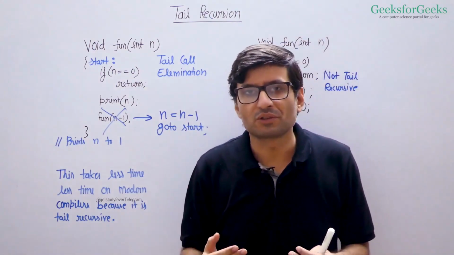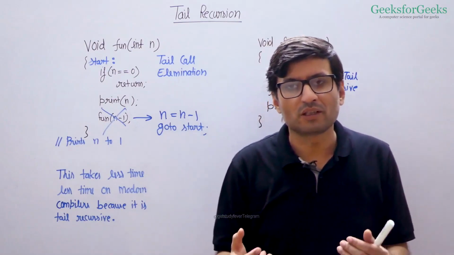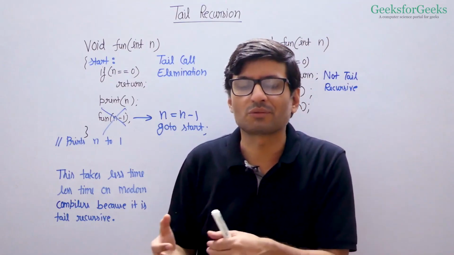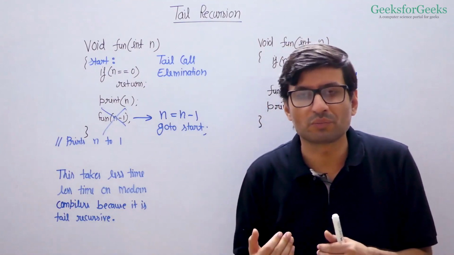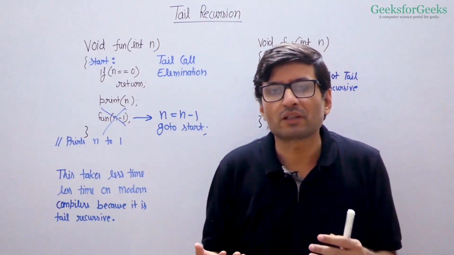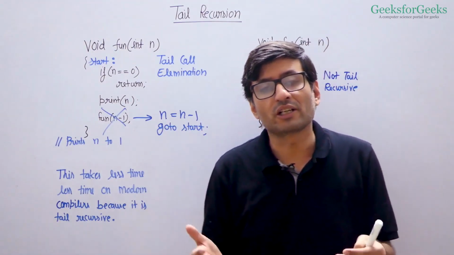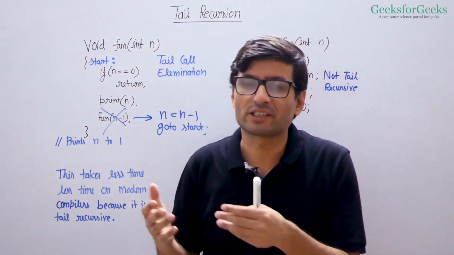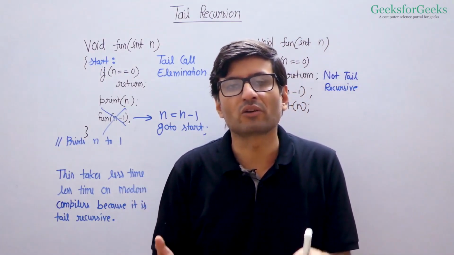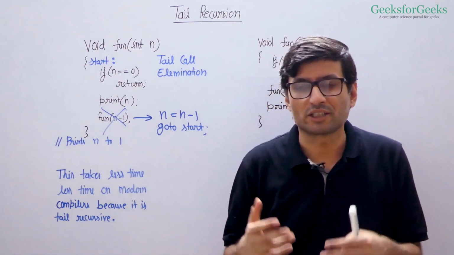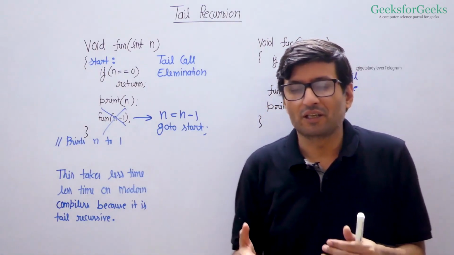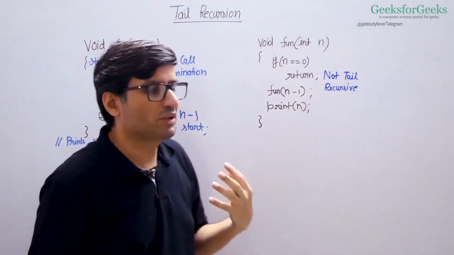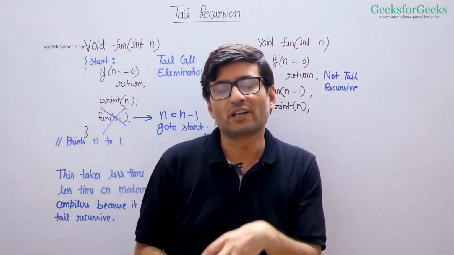Now a quick question for you. If you have a problem and you have two recursive solutions for the problem, one is tail recursive and the other one is non-tail recursive, which one would you prefer? You would obviously prefer the tail recursive solution because tail recursive would be optimized by your modern compilers and it's more likely to take less time. Most of the modern compilers do tail call elimination and it's going to take less time. Now the question arises, if we are given a non-tail recursive code like this, can we convert this code into tail recursive?